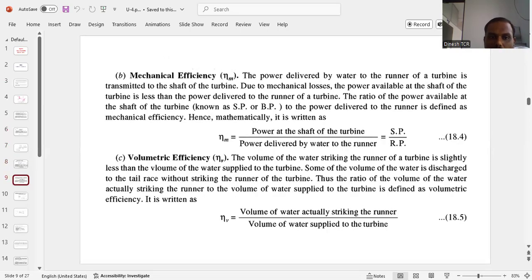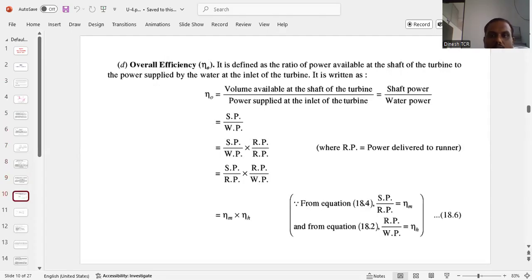So next one is volumetric efficiency. Volumetric efficiency is the ratio of the volume of water actually striking the runner to the volume of water supplied to the turbine. Coming to the overall efficiency, it is defined as the ratio of power available at the shaft of the turbine to the power supplied by water. Or in simple terms, it is shaft power to water power.